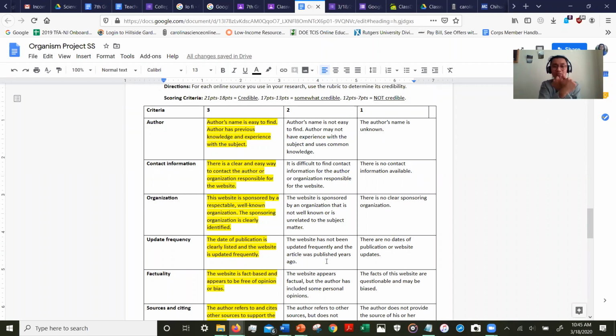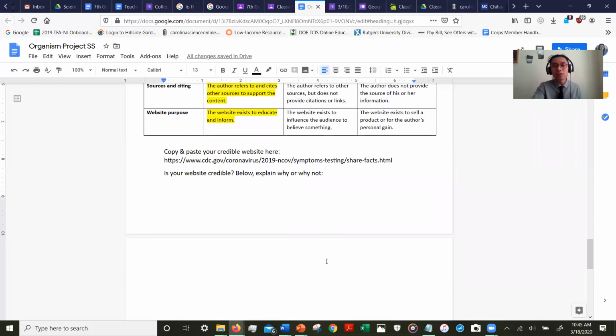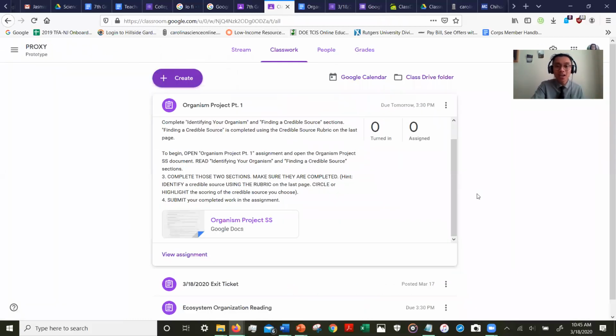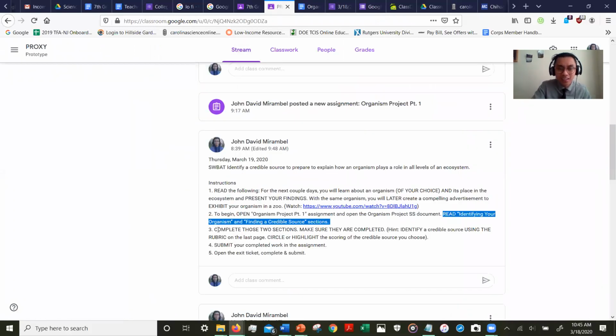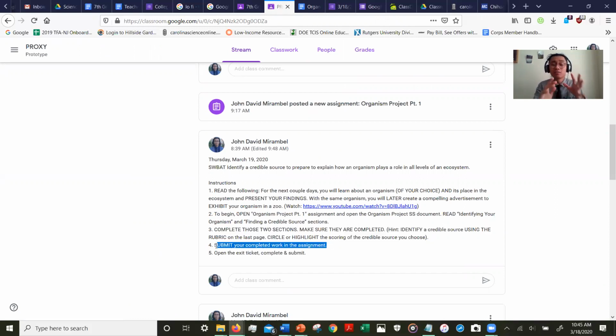Yes, the author was easy to find. Yes, contact information was also easy to find. Organization, update frequency, etc., etc. Now, once you're done with all that, all you have to do is go back. All right, I'm done. Let's go ahead and look at it. Complete those 2 sections. Make sure they're completed. Hint. After that, I go ahead and submit my completed work. You are done for today, but not yet.